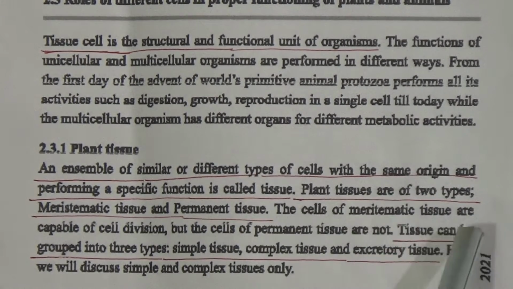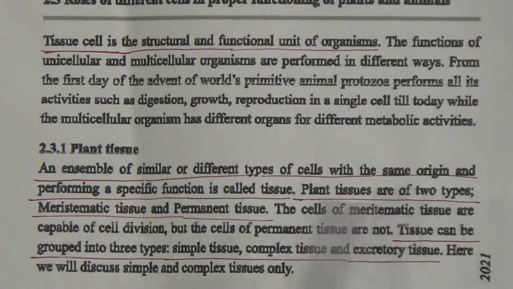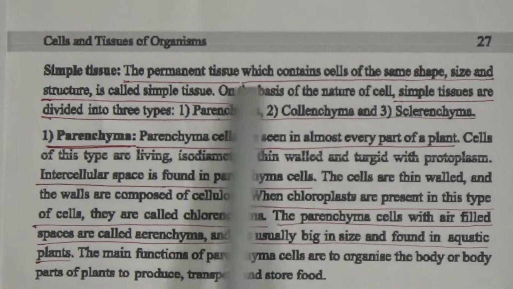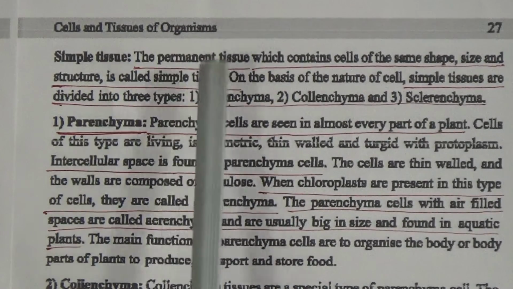The cells of meristematic tissues are capable of cell division, but the cells of permanent tissues are not. Tissue can be grouped into three types: simple tissue, complex tissue, and excretory tissue. Now we discuss simple tissue. The permanent tissue, which contains cells of the same shape, size, and structure, is called simple tissue.